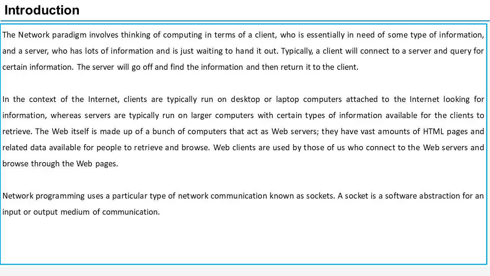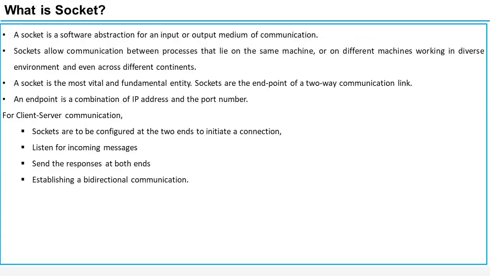Network programming uses a particular type of network communication known as sockets. A socket is a software abstraction for an input or output medium of communication. What is a socket? A socket allows communication between processes that lie on the same machine or on different machines working in diverse environments, even across different continents. A socket is the most vital and fundamental entity.